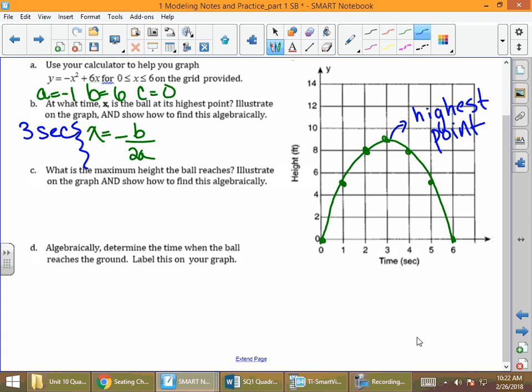So when we fill this in, we get x equals -6 divided by 2 times -1, which ultimately means x equals -6 divided by -2. And -6 divided by -2 gives us the 3 seconds. So it can still be done without the graphing calculator here.